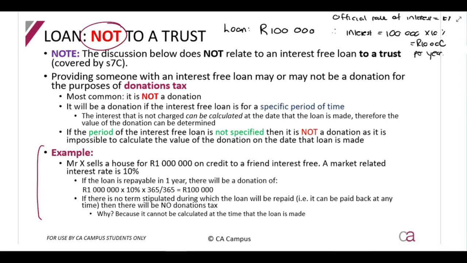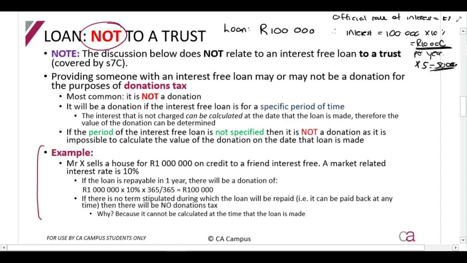So if I give you a loan and I tell you how long this loan is going to be outstanding for, so if I say it's 5 years, for example, then you can tell me that the interest that I'm donating to you is this 10,000 rands per year times 5, so 50,000 rands. And that would be considered a donation.